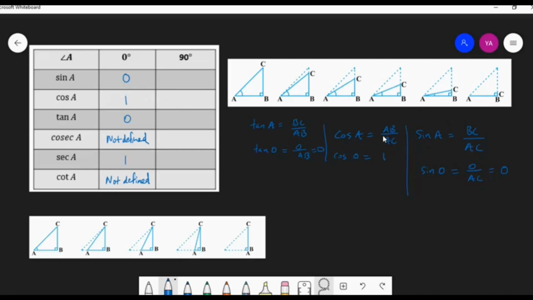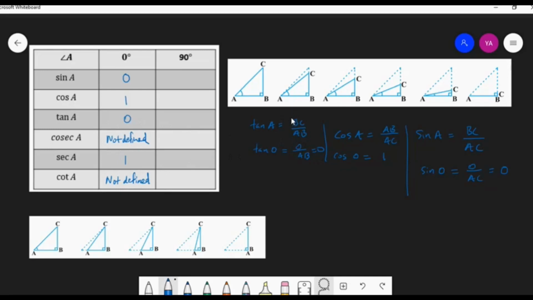And cos A, we know, is AB by AC, and in this picture AB and AC coincide, so their lengths are equal when angle A is equal to 0. Therefore cos 0 will be 1. Similarly, tan A will be BC by AB. Here BC becomes 0, therefore tan 0 is equal to 0 by AB, which is 0. We fill in the table. Then for the other three, we just take the reciprocal.